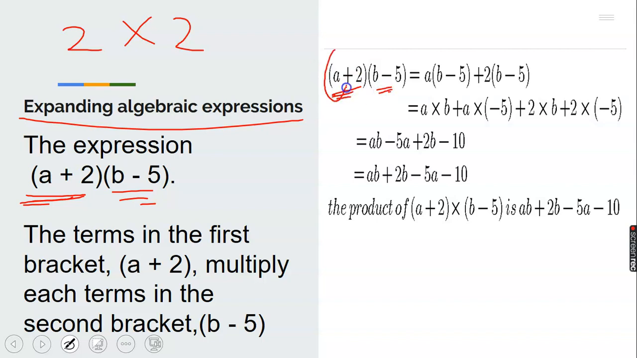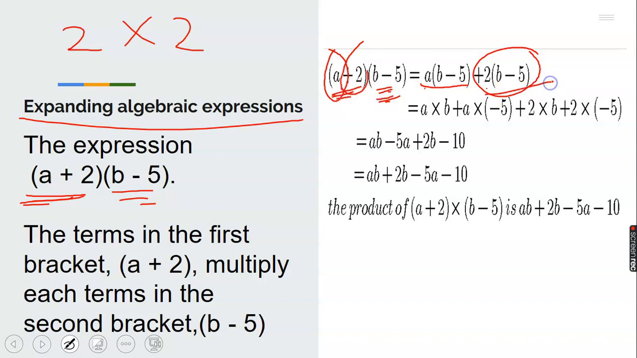You take the first term to multiply this bracket. You can see it here. Then take the number next. You can see the plus here. Multiply the second bracket also. We use each one to multiply the bracket. Look at a open bracket b minus 5. Then also you use plus 2 to multiply the same bracket.